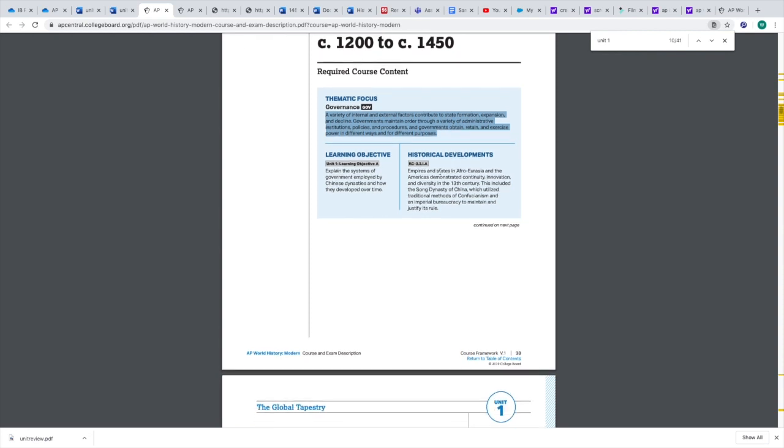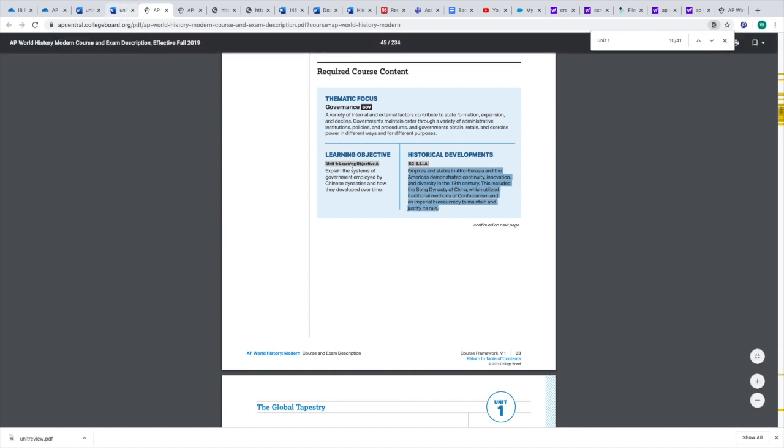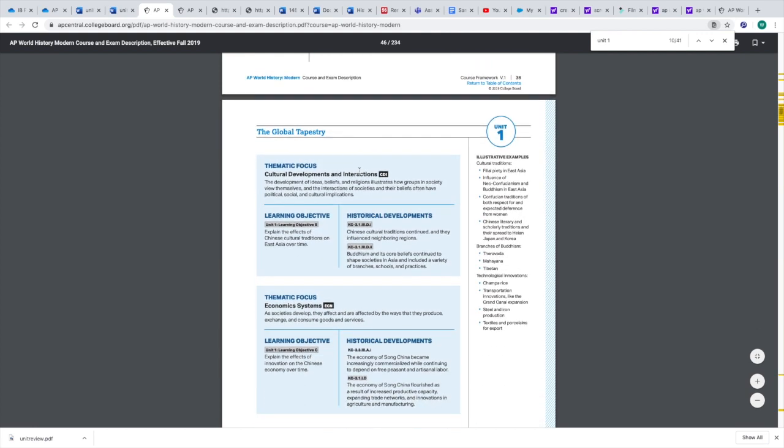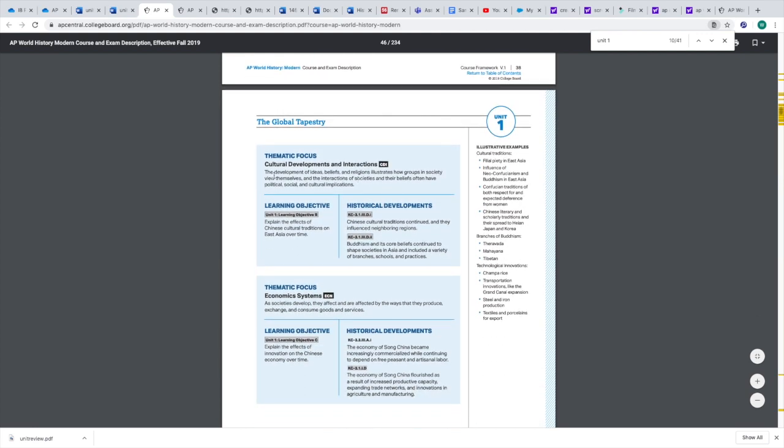Not only that, but you also want to look at the historical developments and look at what they are asking for. It's important for you to be aware of these historical developments because a lot of the questions that you will come across on the AP test will somehow incorporate these historical developments. So once you go through these units, looking at the historical developments and the thematic focuses, and once again, you don't have to memorize these, but please do be familiar with them.